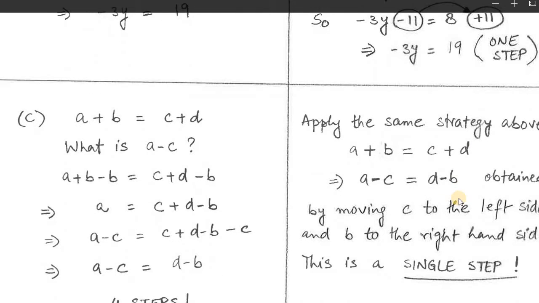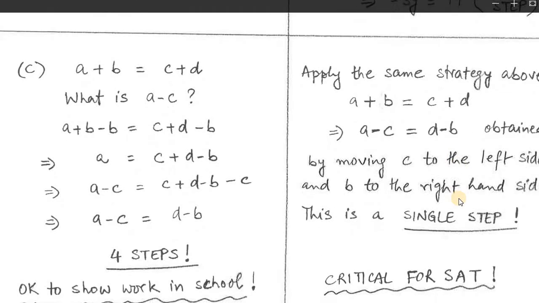If you look at the third and last example of this type, you see, given a plus b equals c plus d, and the question is, what is a minus c? So in the typical approach that we do in school, now we show our work, right? It's okay to show all the work in school, but on the SAT it's not needed. Plus, it's very time consuming. You use up more space and more time.